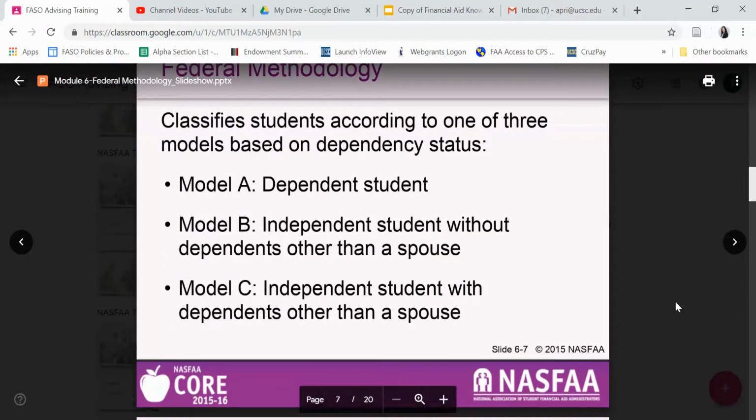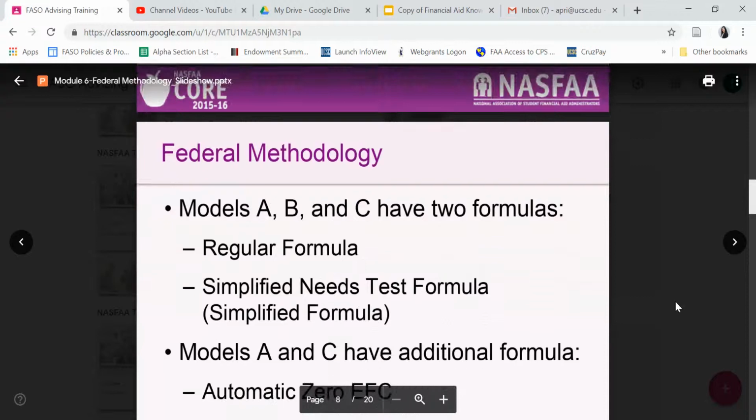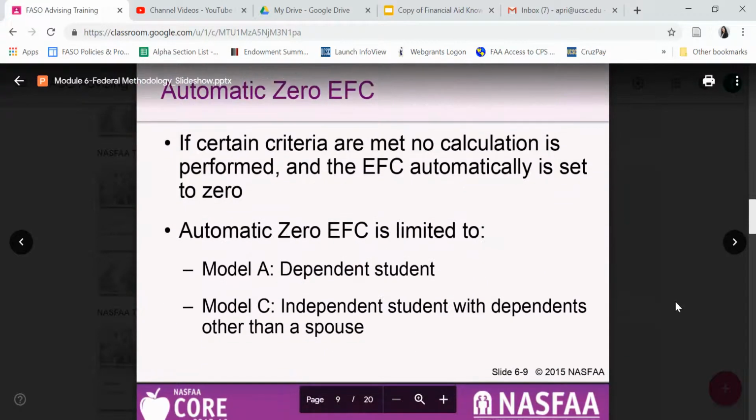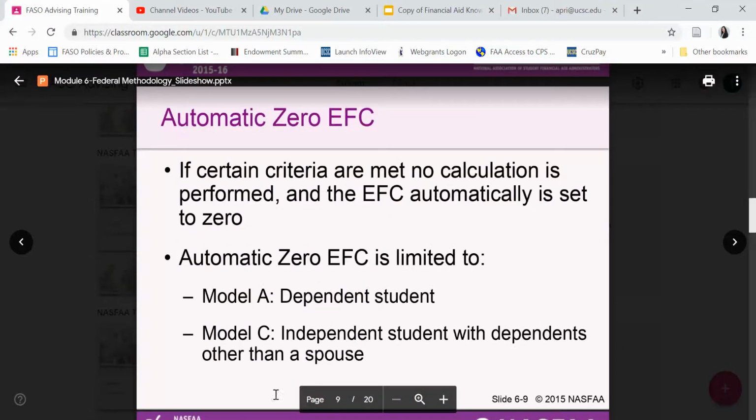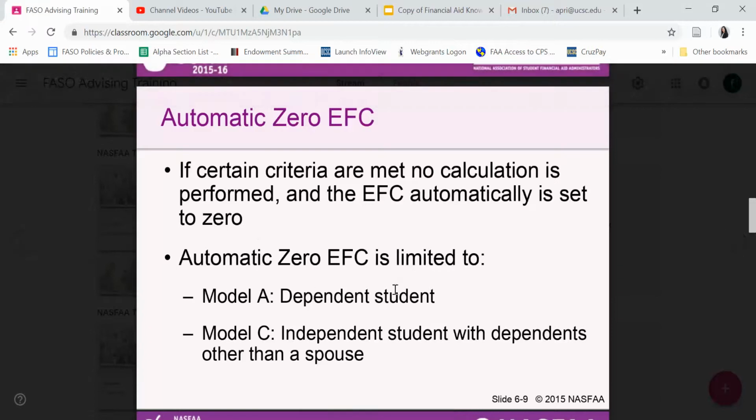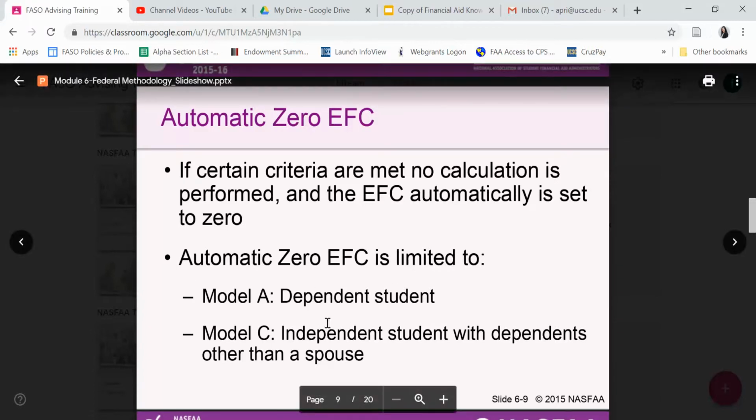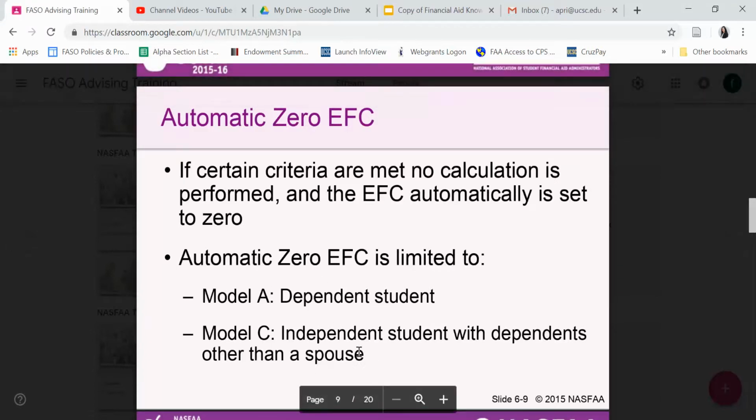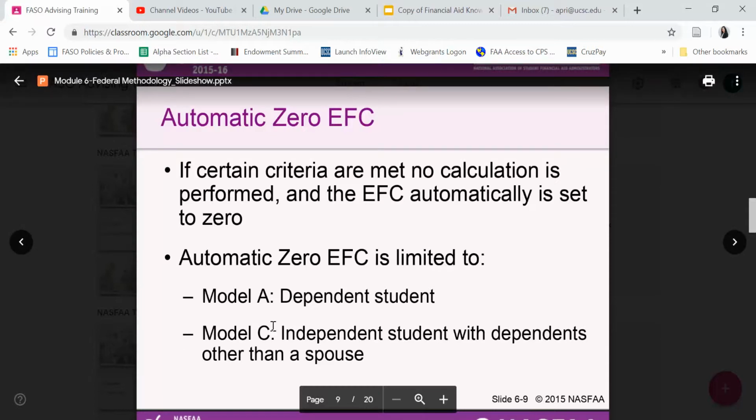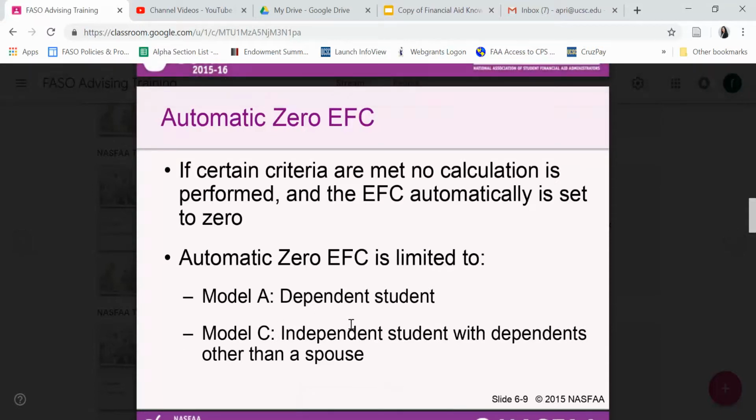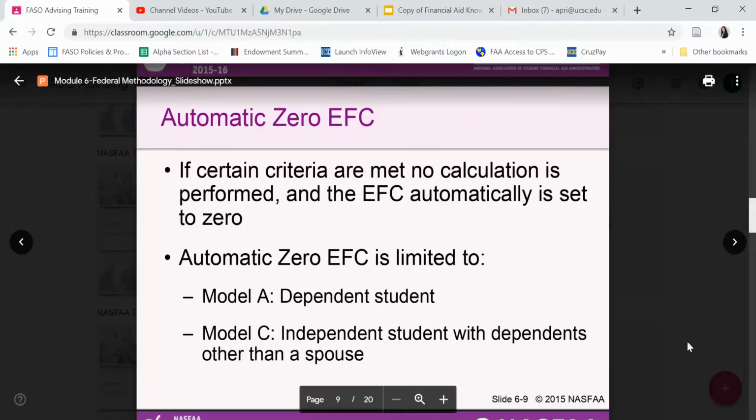So here are those 3 models again that I referenced in my last video. I'm not going to go through these again because you're going to read about them. But just know, as another clarifying point, the Auto Zero application is only available to the dependent student formula and independent students with dependents other than a spouse. So independent students who are married, for example, would not automatically get an Auto Zero. They have to go through the full regular evaluation, which means we have to look at their income, for them and their spouse, as well as the assets of them and their spouse.